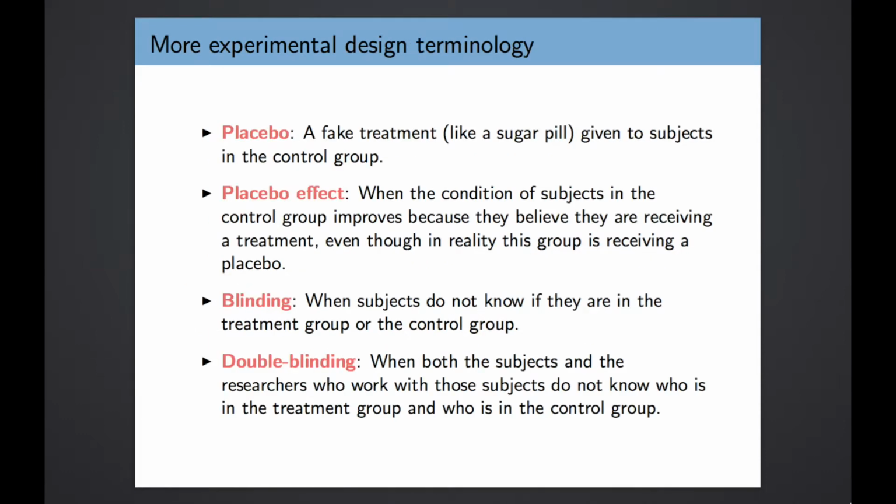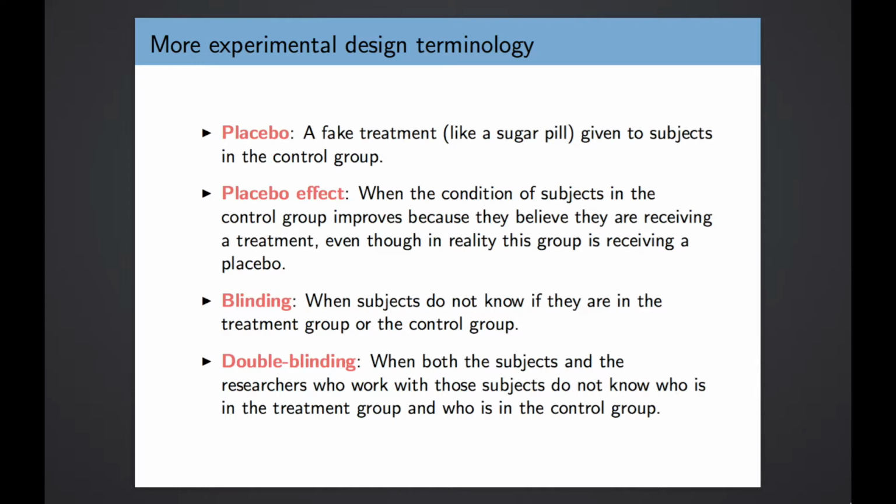Next, we're going to talk about some more experimental design terminology, some definitions that you should know. The first of these is a placebo. A placebo is a fake treatment that you give to subjects in the control group. In medical studies, this is usually something like a sugar pill that people in the control group take, where people in the treatment group take a regular pill with the actual drug in it. The placebo effect is when people in the control group who take the placebo, the fake treatment, actually start to feel better because they believe that they're receiving a treatment, even though they're not.